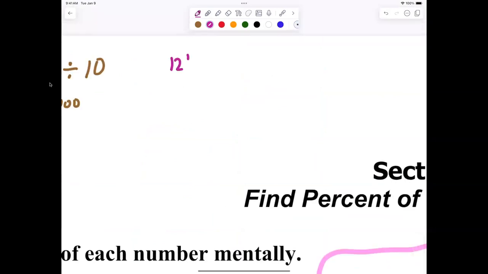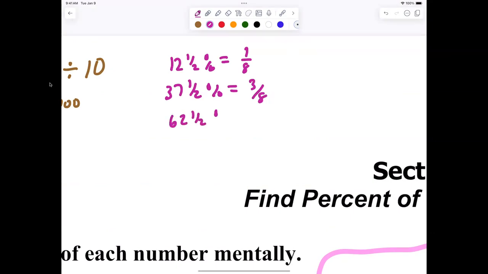So 12.5% is the same as what? No. 12.5% is the same as 1/8. 37.5% is the same as what? 3/8. 62.5% is the same as 5/8. 87.5%, that's the same as 7/8.